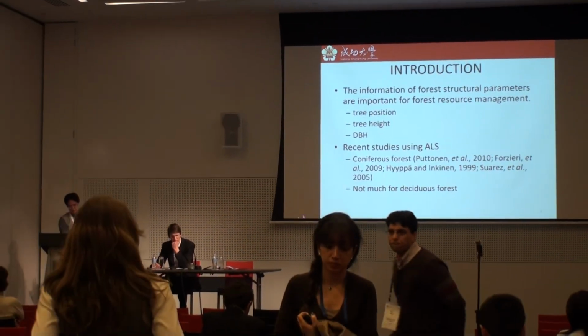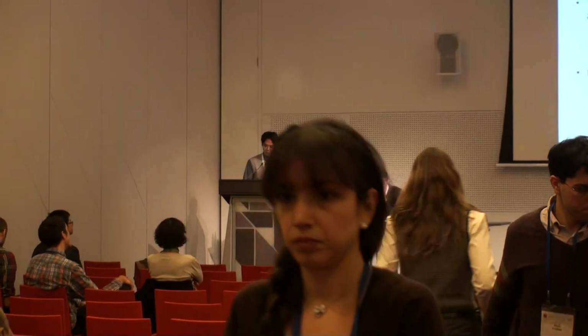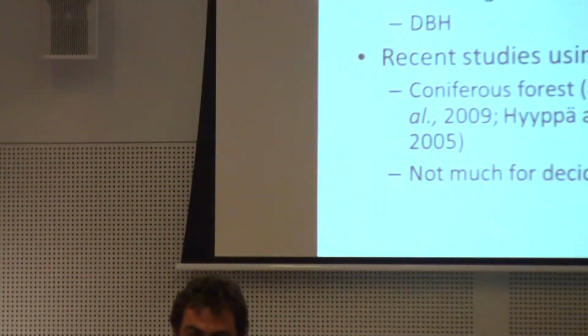For the introduction, I'd like to say the information of forest structure parameters is important for forest resource management. Here we are referring to things like tree position, tree height, diameter at breast height, the DBH. They are the forest structural parameters that we are referring to. And particularly for this paper, we are looking at the tree position.